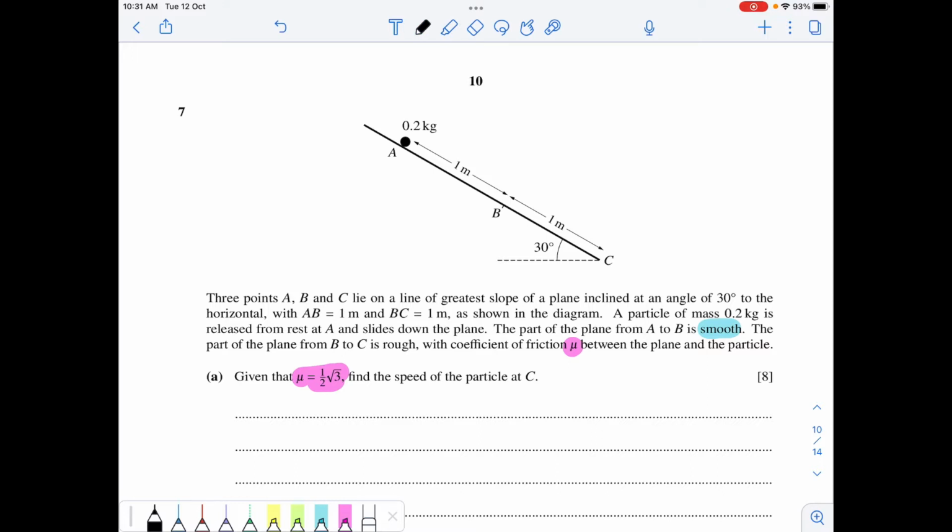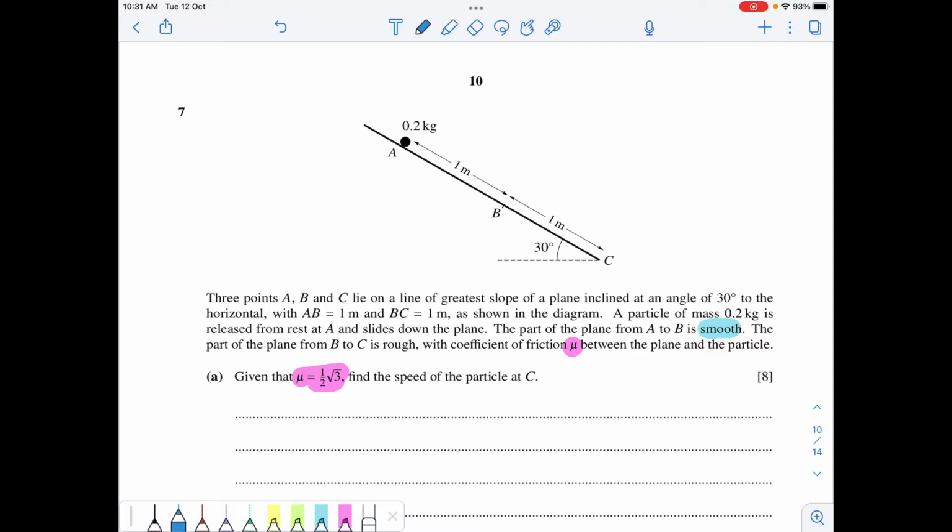So we're going to have to do this in 2 parts because there's different frictions acting on the object at different stages. So we'll first consider the first stage from A to B where there's no friction, and then we'll consider the stage from B to C. So what we need to do is find the speed of the particle when it reaches B, because its final speed at B will be its initial velocity for the second half of the journey.